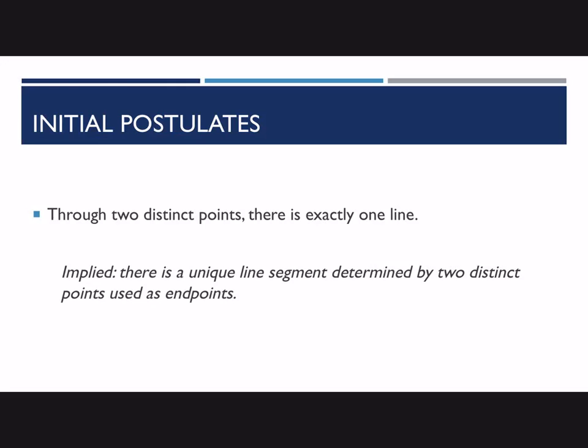So in other words, if I look at points A and B, and if I then refer to line segment AB, there's no confusion as to which segment AB I mean, because there is only one. Okay, because if there were more than one line segment through AB, then that would mean there's more than one line through AB. And we know from this postulate that that's not the case.